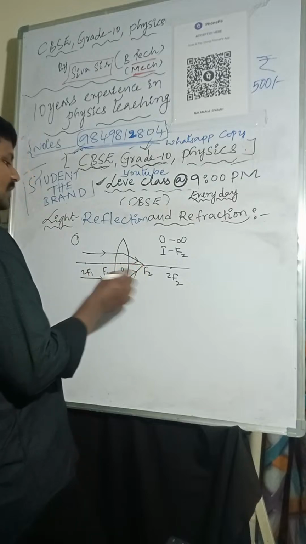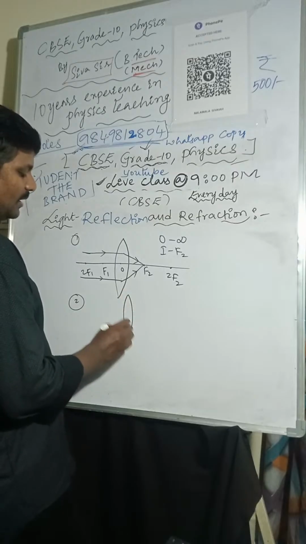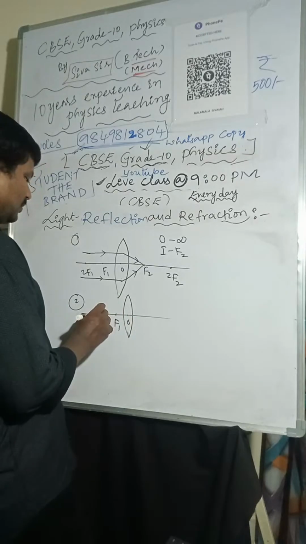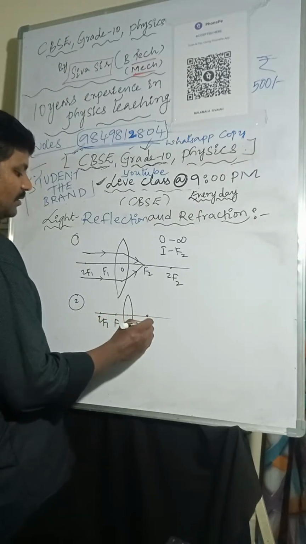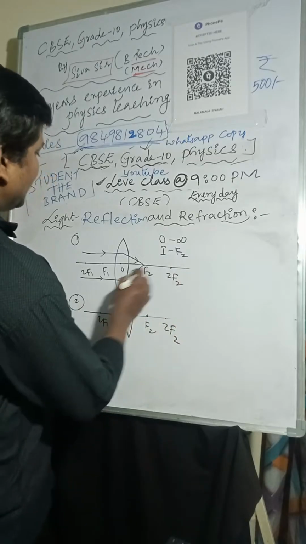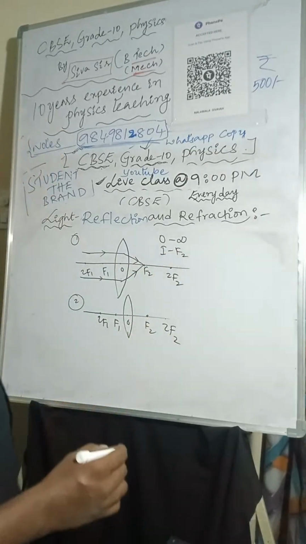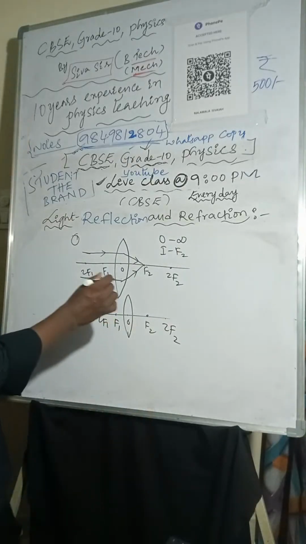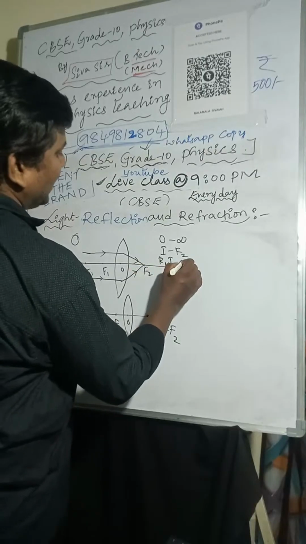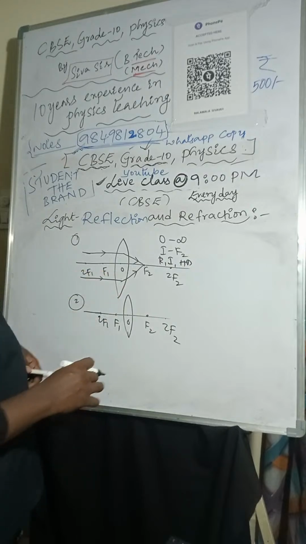Second one, I am taking here like this. Here is the optic center, F1, 2F1, F2, 2F2. If the object is placed at infinity, the image will form at F2, right? The nature of the image is real and inverted. The size of the image is highly diminished, because a point-size image will form at F2.